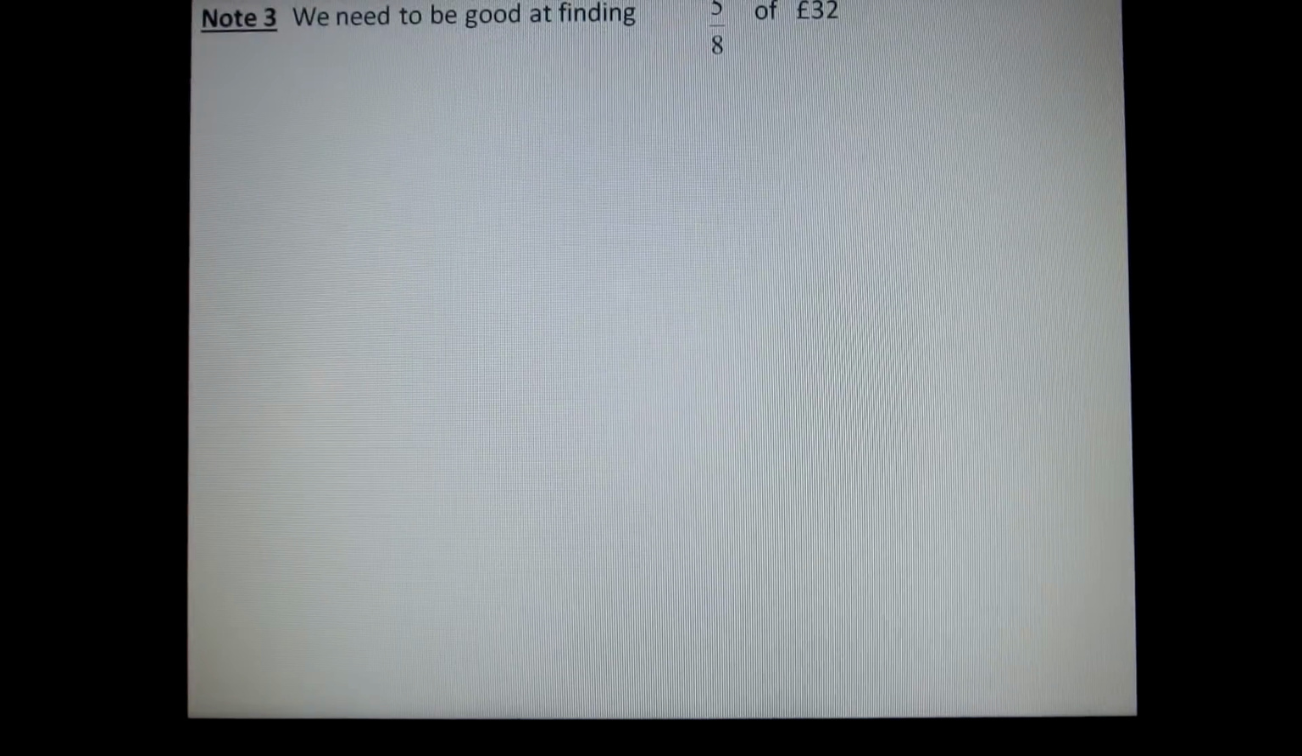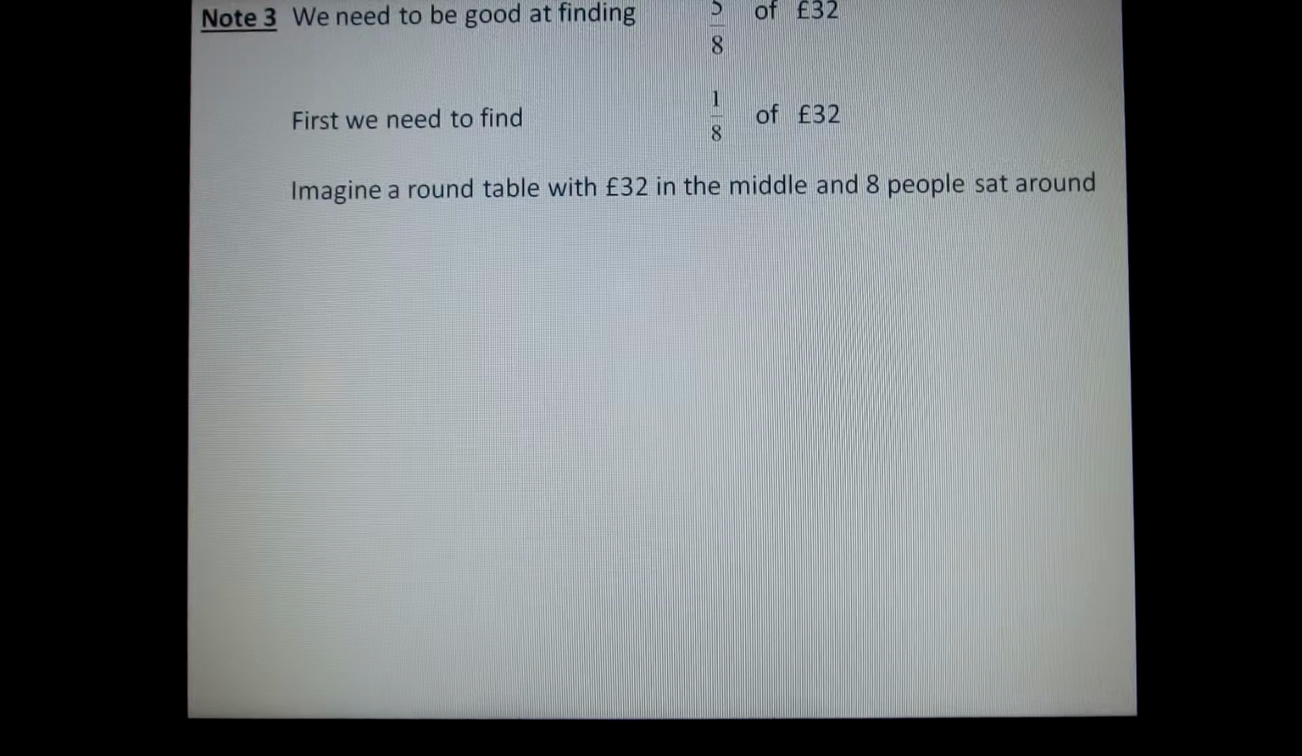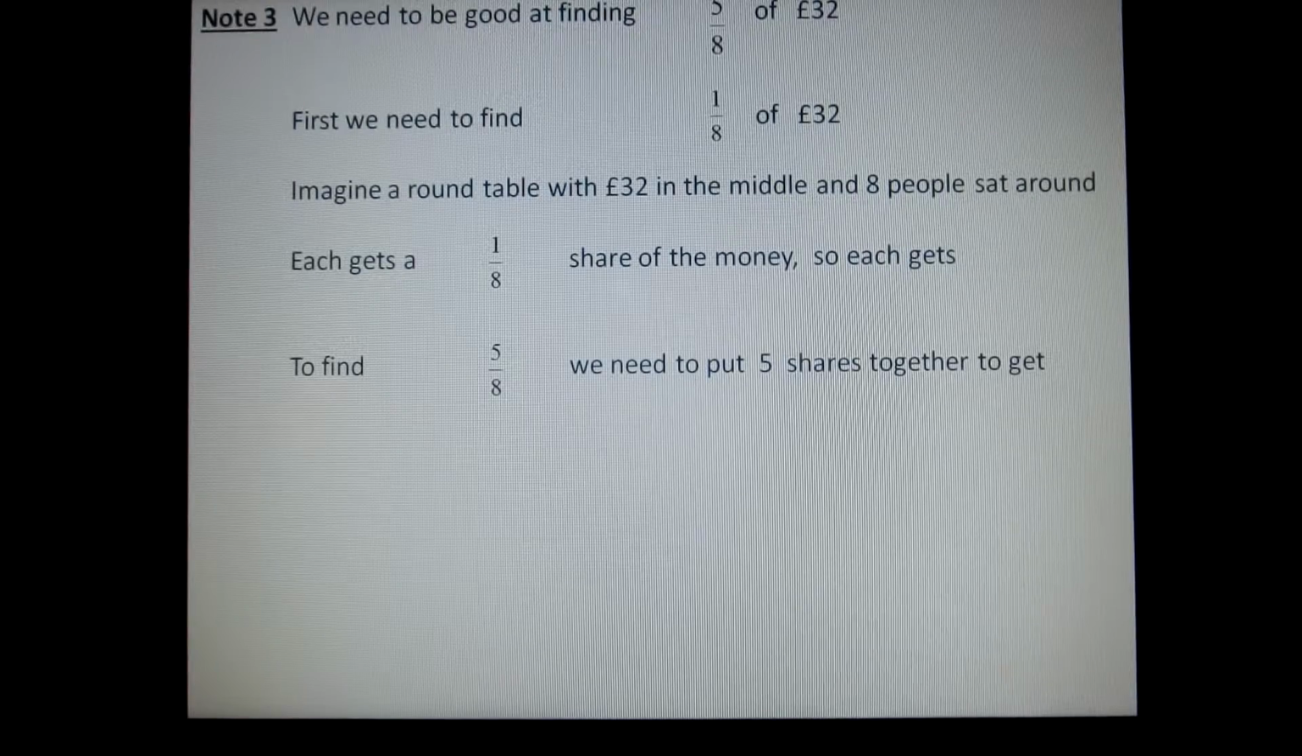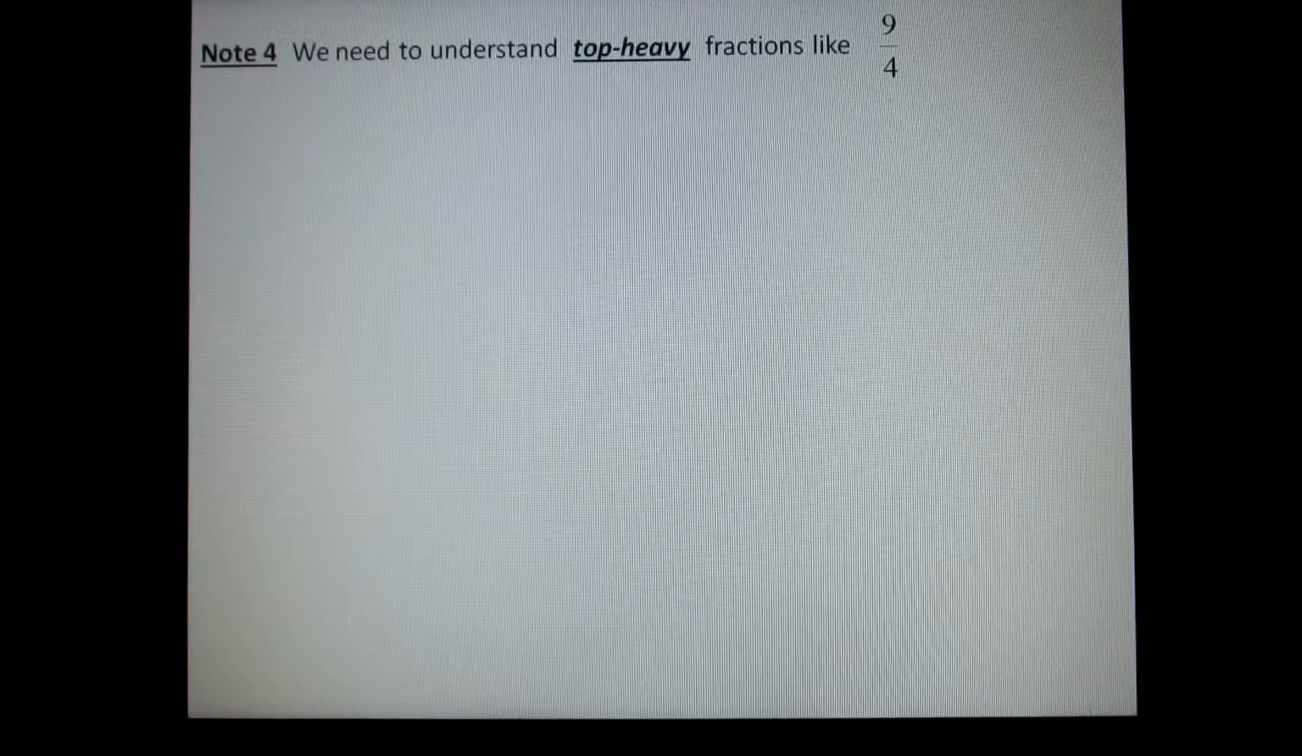Right. What else do we need to do? If you want to find 5/8 of 32, we first need to find 1/8 of 32. However you want to think of it, that's going to be £4. And then you want to find 5/8, so it'll be 5 lots of £4. It'll be £20. There's an example on that.